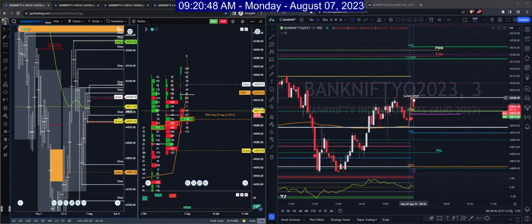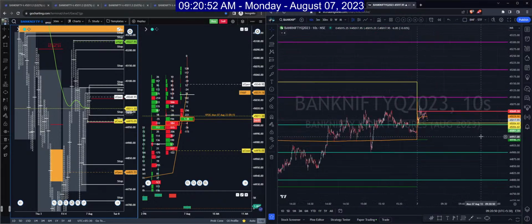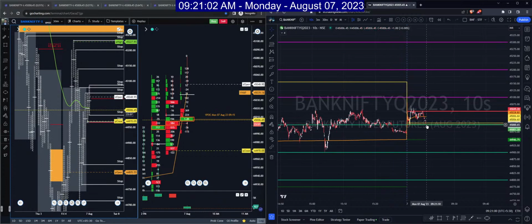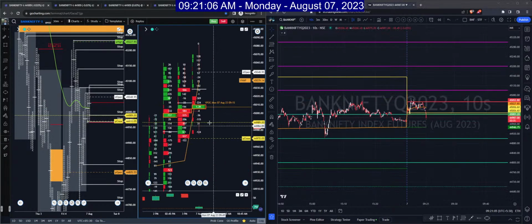Okay, so I'm seeing supply coming in at the current open. Let me just go to a smaller time frame chart, the 10-second chart. Yep, so supply is seen at 45,048. We are developing below VWAP. This is where supply can shut off. And you saw this, right? That was the move which I was expecting.